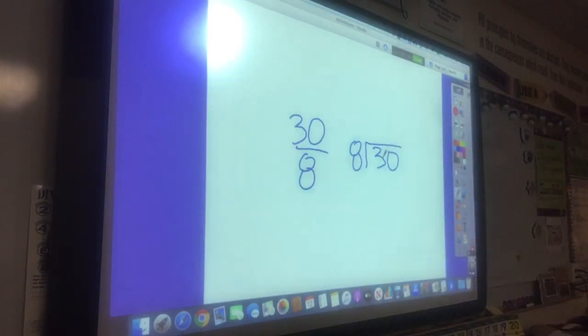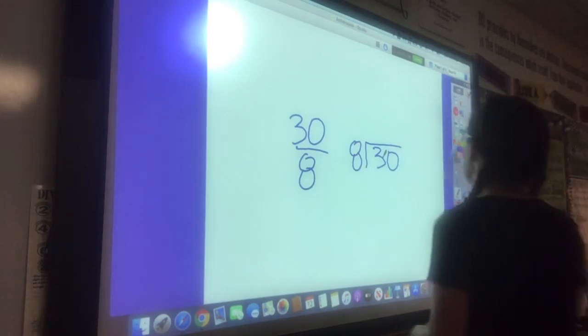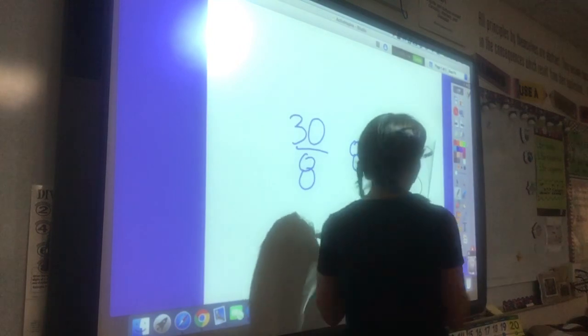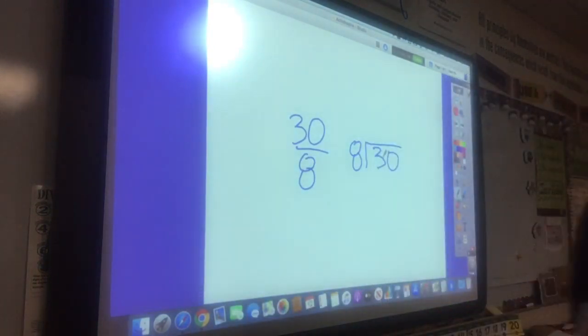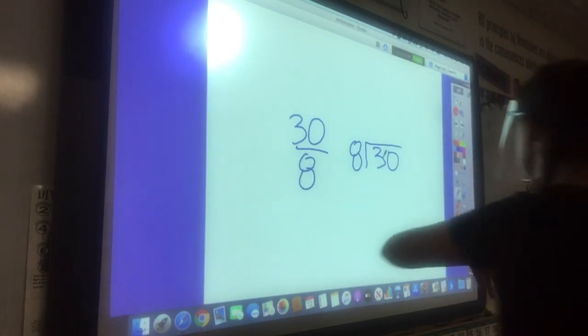Okay, so how many times can 8 go into 30? Hattie? Right, but now we're just doing division. So we're doing the new way. So just tell me 8 times, what would be the closest I could get going into 30?